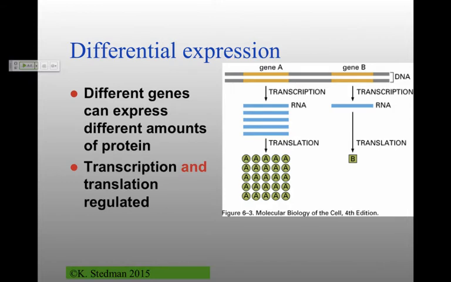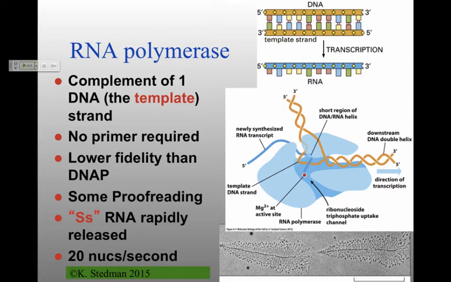Because if you've made all this RNA and you're not going to use it, it's kind of a waste of energy. So how do you make RNA? Again, this is the RNA polymerase. RNA polymerase conceptually functions very, very similar to the DNA polymerases that we've already talked about.